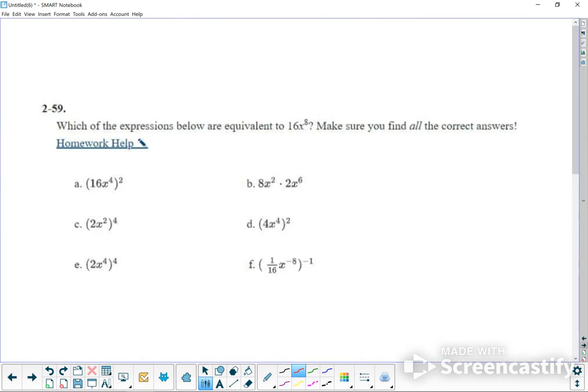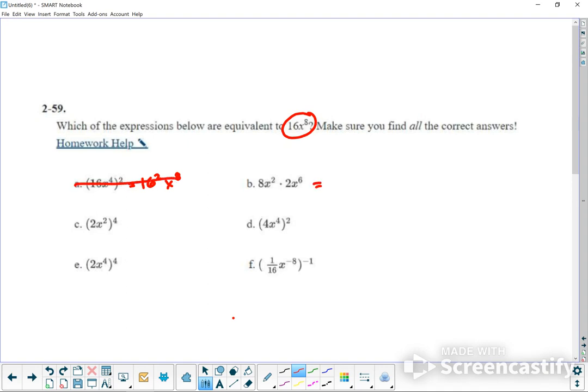Number 59. We've got to circle the ones that are equivalent to 16x to the 8. I thought we were going to work each one out. Make sure you find all the correct answers. Okay. A is not it because A would actually be equal to 16 squared, which is 256. And that would be x to the 4 times 2 is 8. That would be correct, but the 16 would be wrong. So A is not it.